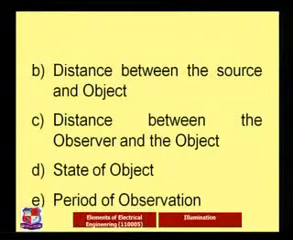Period of the observation, that is the next one. By period of the observation we mean for how long we are going to look at that object, because if we look at one object constantly, what happens is that at some time we feel that our eyes are feeling strained and we are not able to continue to see that particular object after some time.